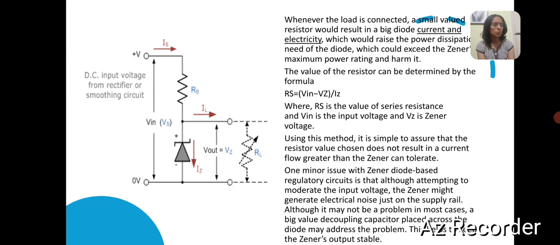One minor issue with Zener diode based regulator circuits is that although attempting to moderate the input voltage, the Zener might generate electrical noise on the supply rail. Although it may not be a problem in most cases, a big value decoupling capacitor placed across the diode may address the problem. This helps to keep the Zener's output stable.